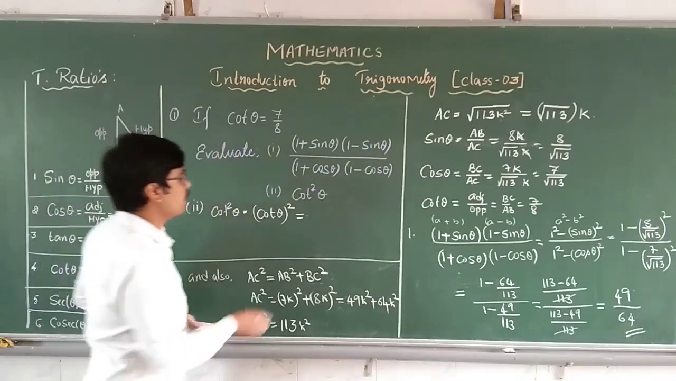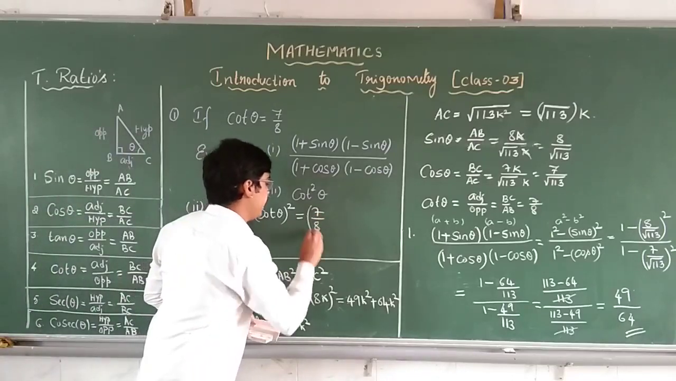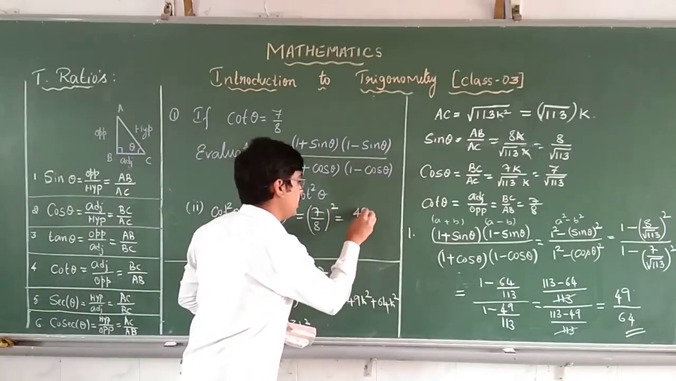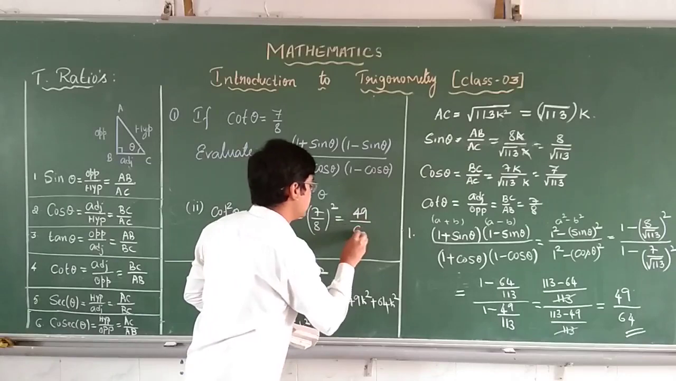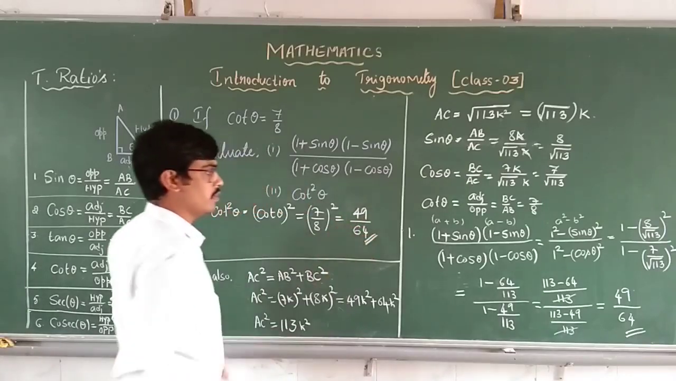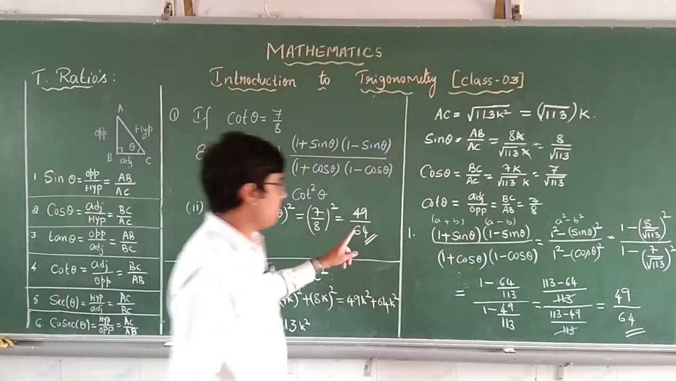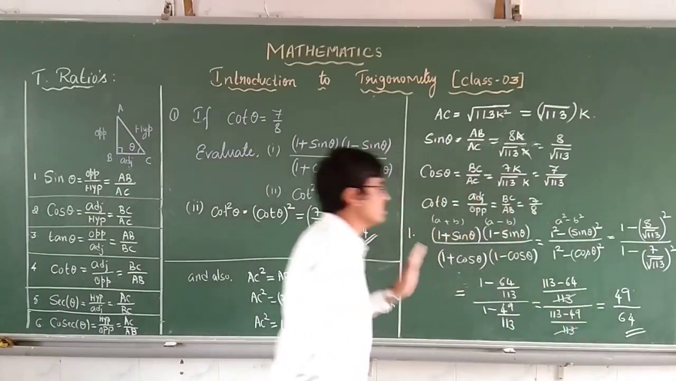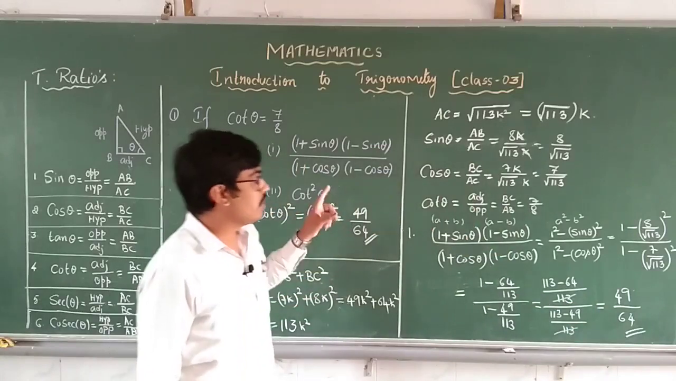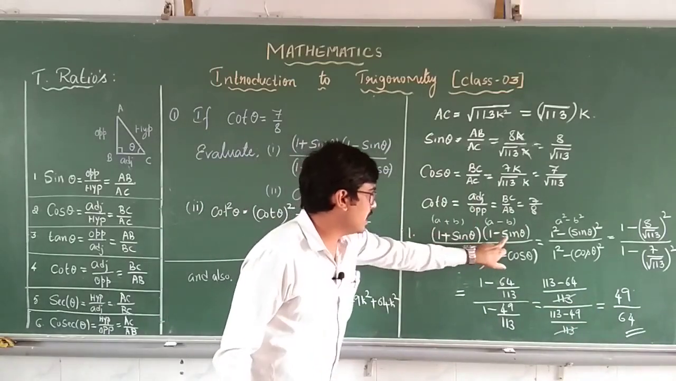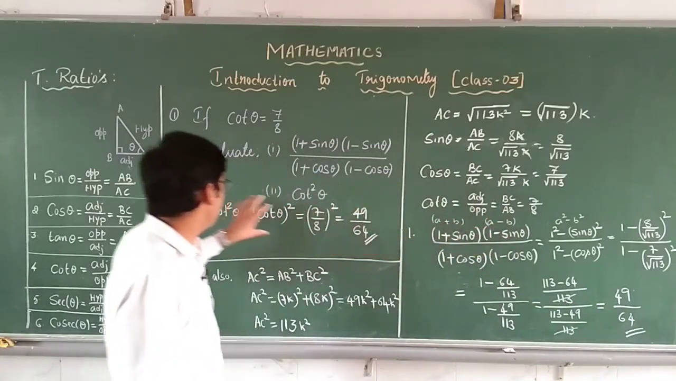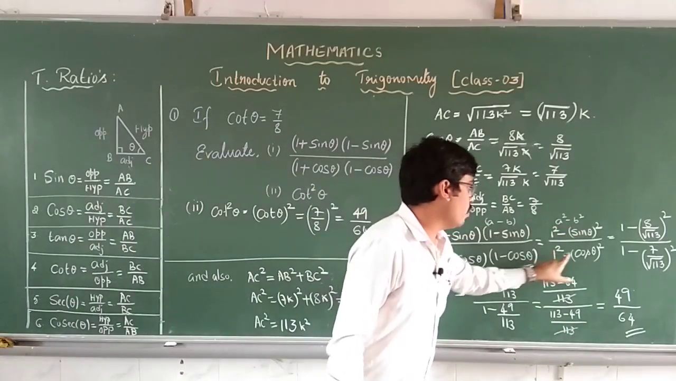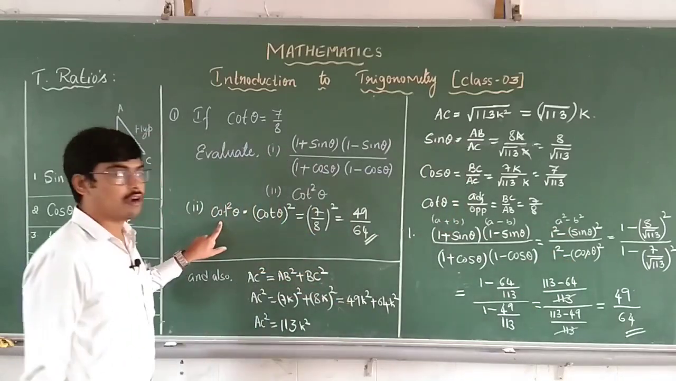Now what is the value of cot theta? 7 by 8 whole square. It is nothing but 7 square is 49 divided by 8 square is 64. This is the value. So we can observe the two results, the sum that was given, the result is the same. That means what? We can equate 1 plus sin theta, this product, is equal to cot square. That is, 1 minus sin square divided by 1 minus cos square will be equal to cot square.